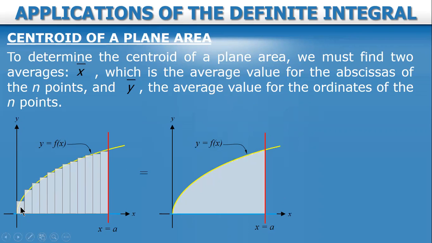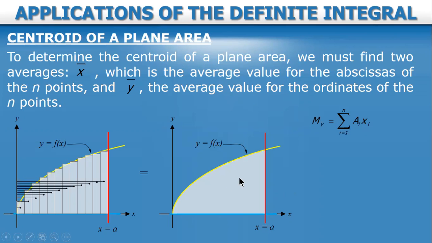So for each rectangle, you locate the centroid like this one, up to the last rectangle. And then get the moment. If we get the moment of area about y, we need the horizontal distance from the centroid of each element to the y-axis, like this one, up to the last centroid. Now, if we add them all, if you get the algebraic sum of these, you will have this: the moment about y is the sum of a sub i times x sub i from 1 to n, n being the last rectangular element.